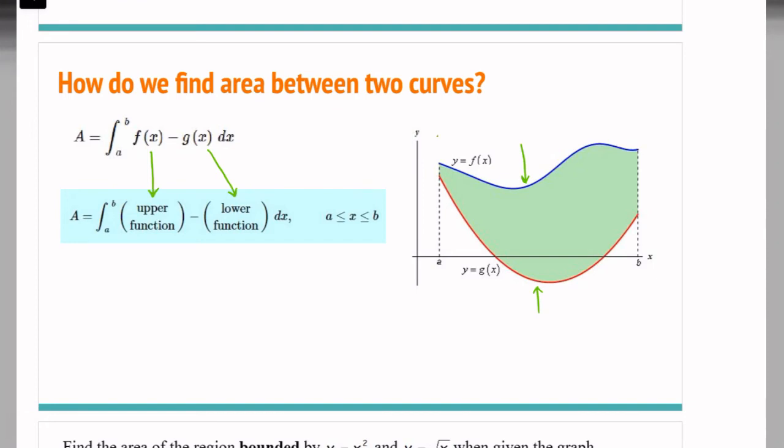Now, also remember that we have bounds here too. They only want us to find it from a to b. So those points will most of the time be given to you, unless for some reason f of x and g of x intersect. If f of x and g of x intersect, then you might need to go to your calculator to find those intersection points, okay?